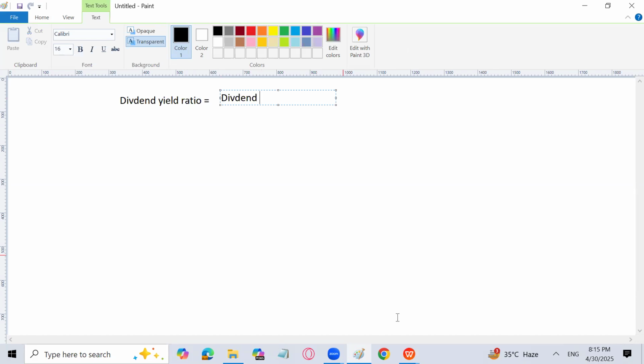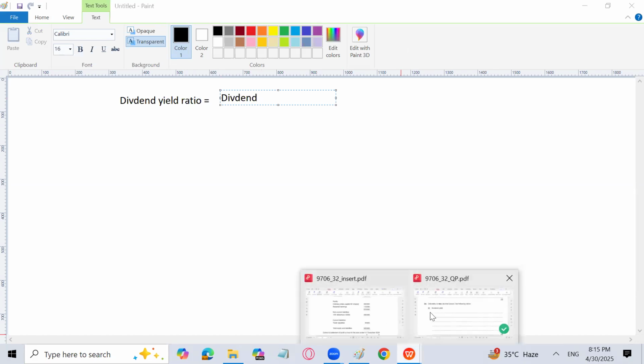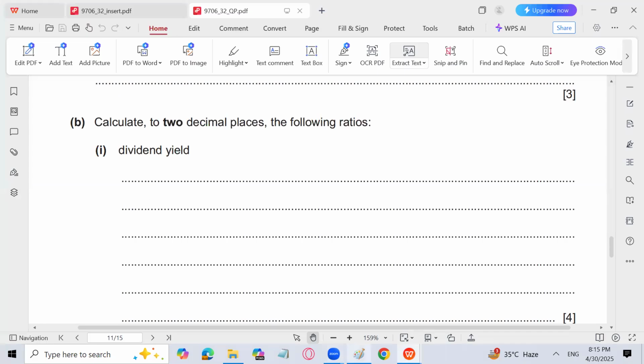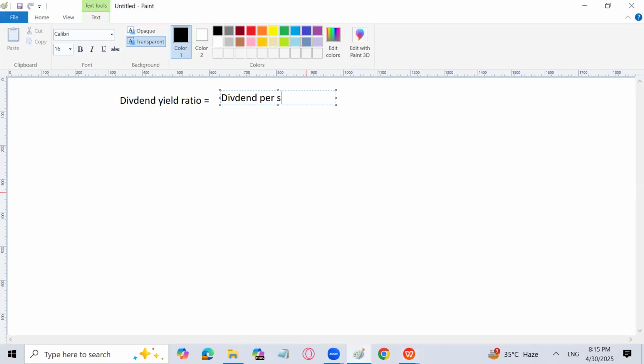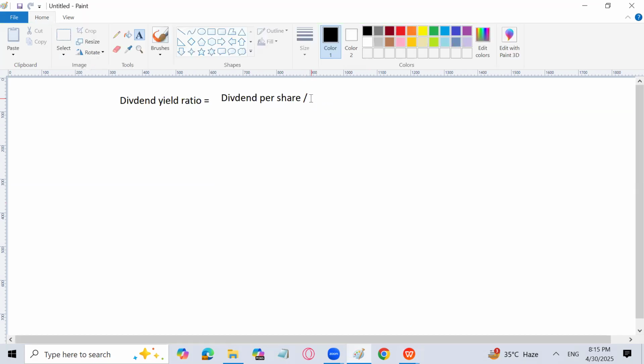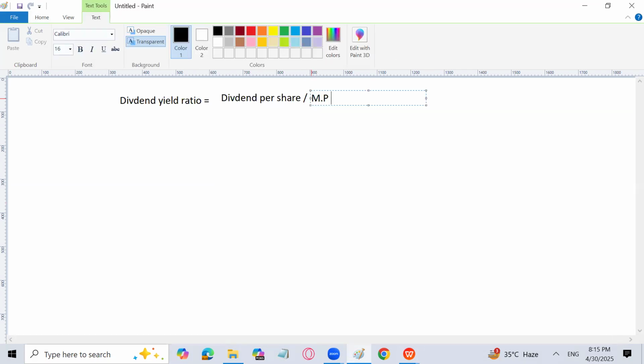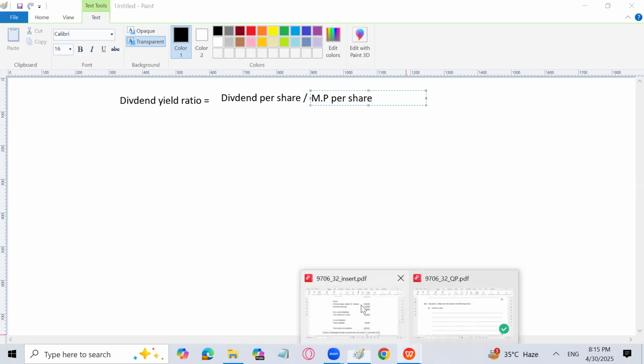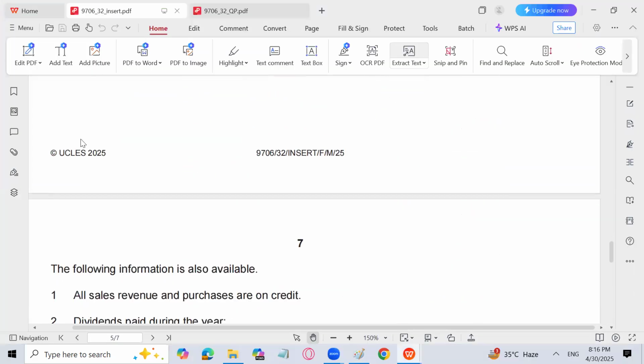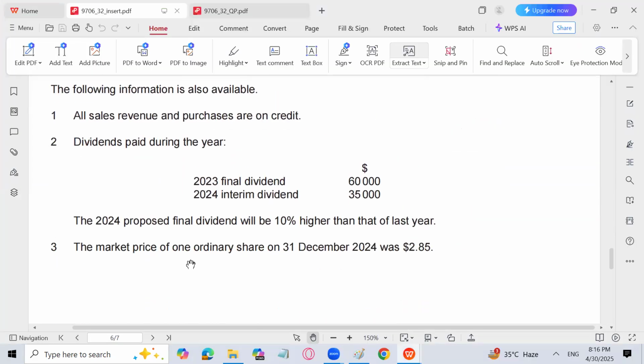So dividend per share over market price per share into 100. Market price per share is given in the question. You just see that market price per share is already given in the question. Let's see what the market price per share is. So the market price per share is 2.85. So the market price of one ordinary share is 2.85, and dividend per share we can calculate.